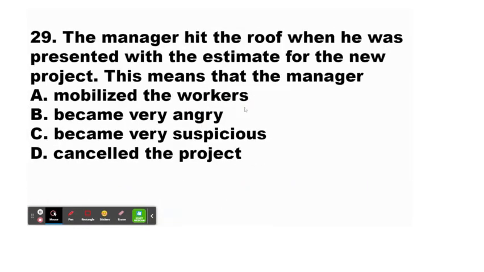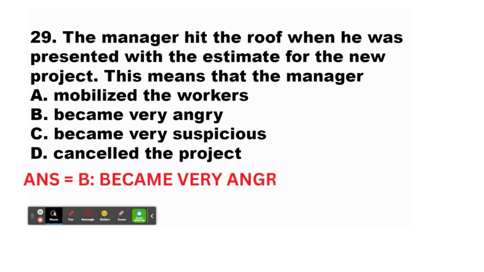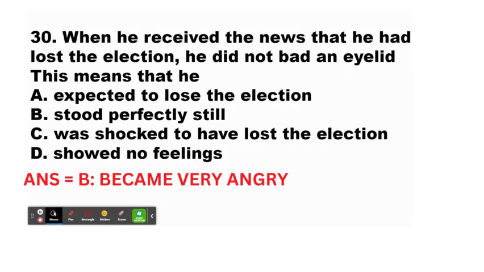29. The manager hit the roof when he was presented with the estimate for the new project. This means that the manager A, mobilized the workers, B, became very angry, C, became very suspicious, D, canceled the project. Now, the correct option is B, became very angry. When you hit the roof, you exhibit anger. You are in a fit of rage. You are furious, all right? That's what it means.